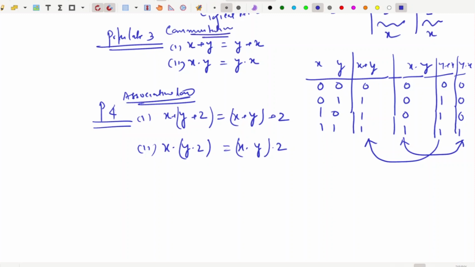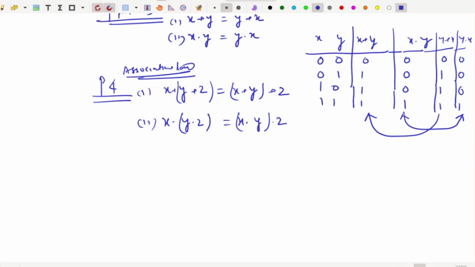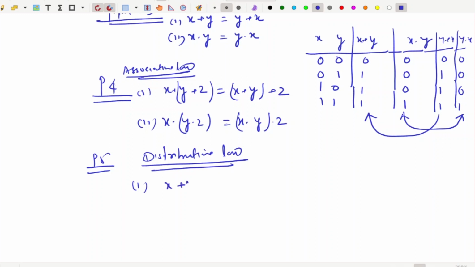Then the next is postulate 5. This is known as the distributive law. Distributive law of plus over dot and distributive law of dot over plus. First portion is the distributive law of plus over dot: x plus y dot z is equal to what? x plus y into x plus z.